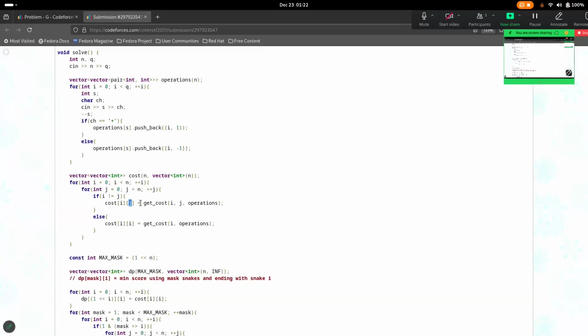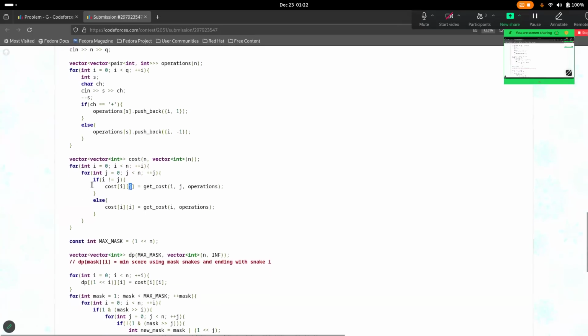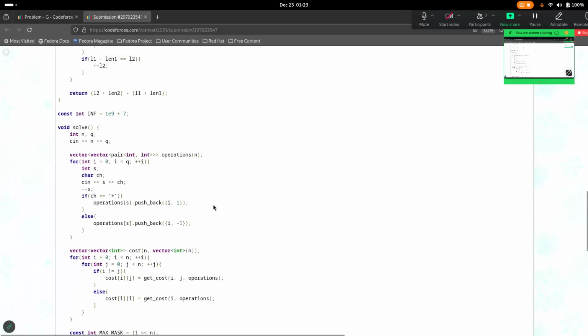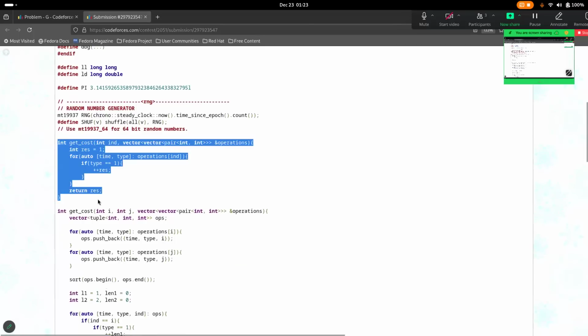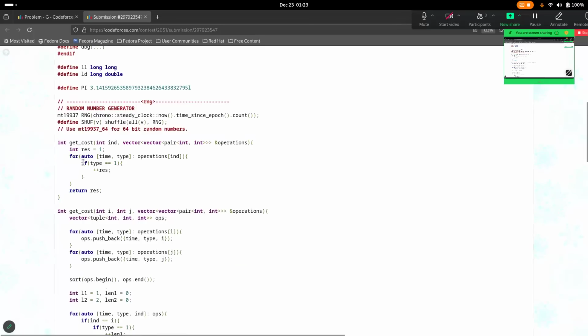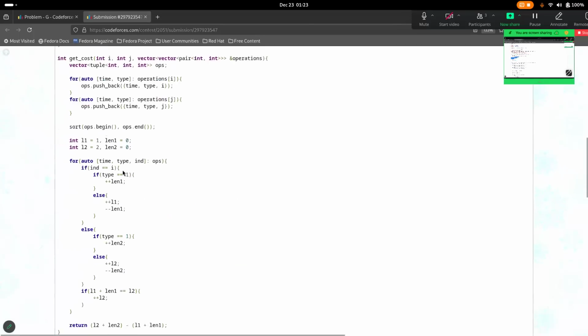What would be the extra cost? What would be the increment in the score that I'm going to get because of placing this j? If i and j are not equal, this is similar to calculating the cost for exactly two snakes. If i and j are equal, cost of i to i is like calculating the cost for a single snake. Basically, it's just the number of increment operations, the number of expand operations.